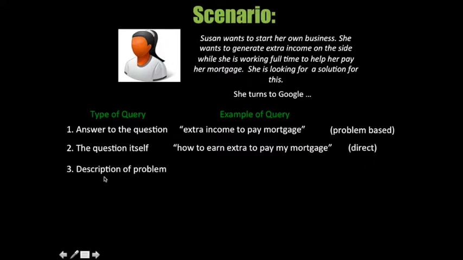Next, description of a problem. So what is Susan's problem here? She wants extra money to pay her mortgage. So examples of this description of problem query: not enough money to pay mortgage, or I don't have enough money to pay mortgage, how can I solve this? So this one is a symptom-based query.